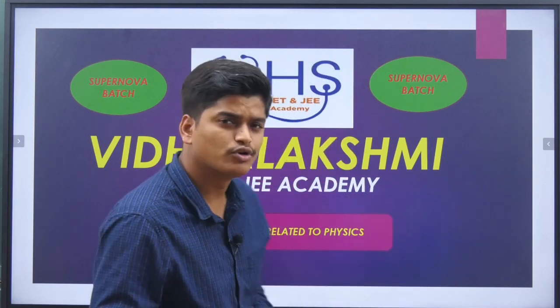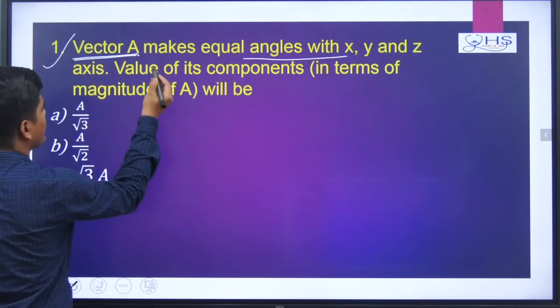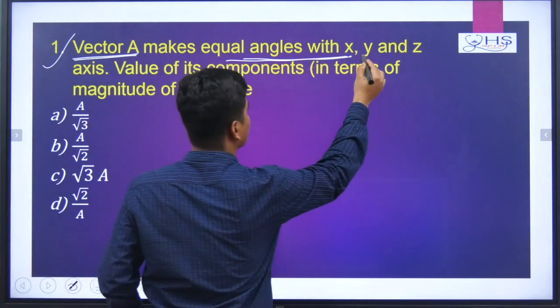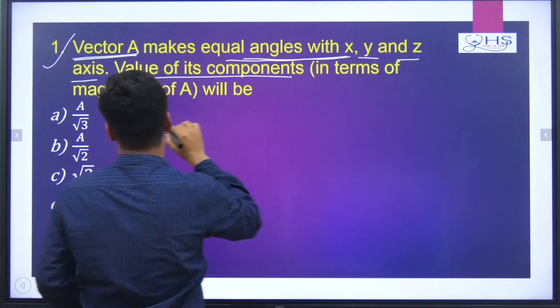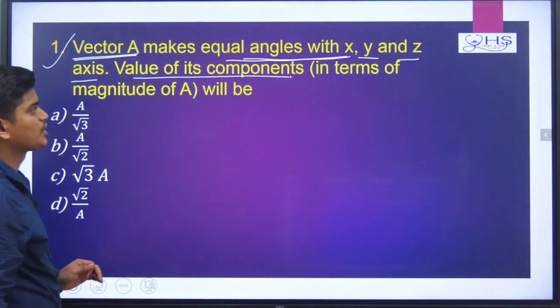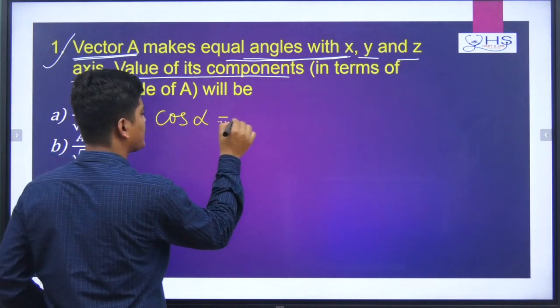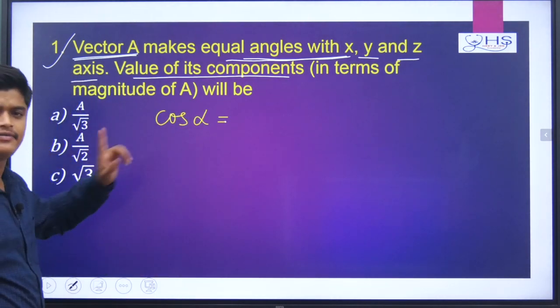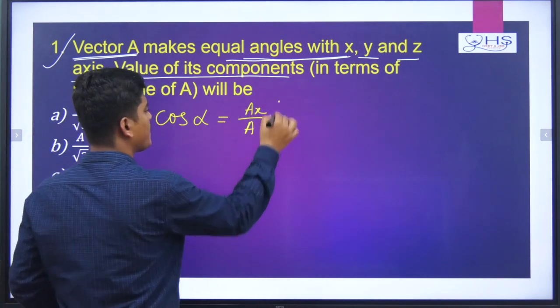Okay, so let's move on to the topic. Here it is telling that vector A makes equal angle with the x, y, z axes. The value of its components in terms of the magnitude of A will be how much? Some options are given. Remember, when a vector makes an angle with the x-axis, we take that angle as alpha. Cos alpha, how much do you write? We write Ax by A.